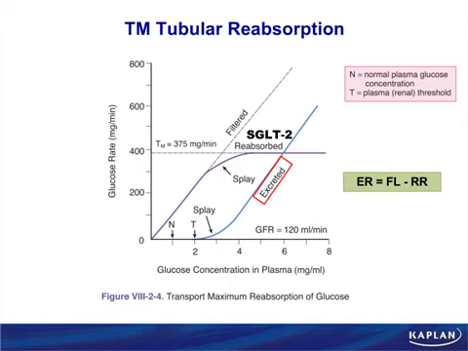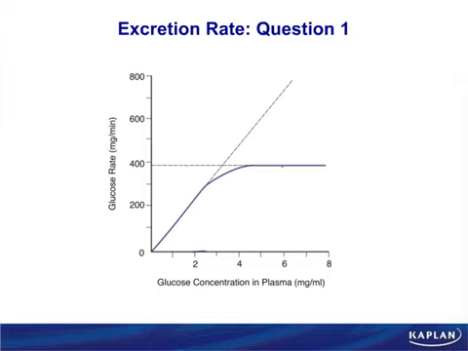Excretion rate, as you can see, is the blue line. Before the renal threshold, the excretion rate is 0, and then, once you are past the renal threshold, you have an excretion rate. One more question they love to ask on this graph is a calculation. Again, they'll commonly give you the graph of reabsorption rate, and they'll say, at a plasma glucose concentration of 5, calculate the excretion rate.